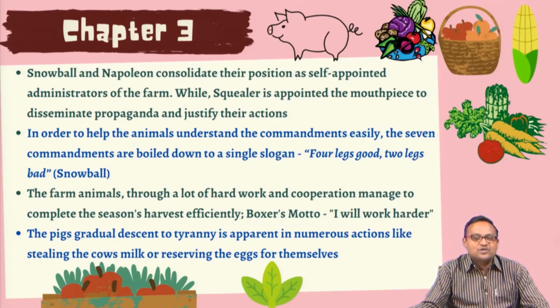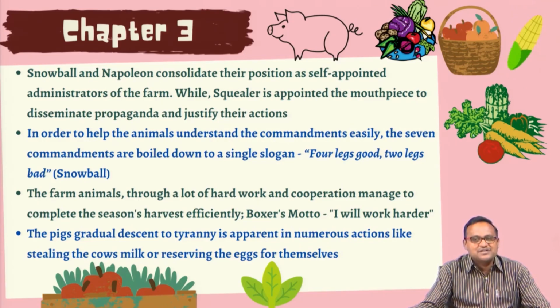And now because there is no ruler, all the animals, except 1 or 2 animals and birds, decide to work hard. So, they cooperate among themselves and decide to harvest. All of them work wonderfully, and especially Boxer. Boxer symbolizes hard work and perseverance, and his personal motto becomes, I will work harder, and he works. He starts doing the work of 3 horses together, something like that.